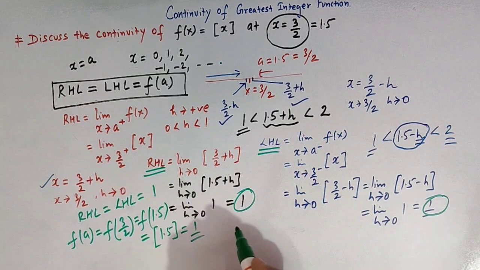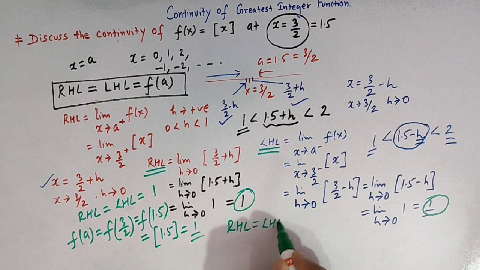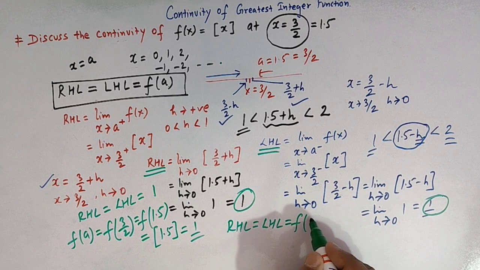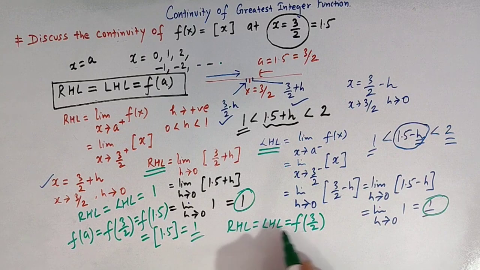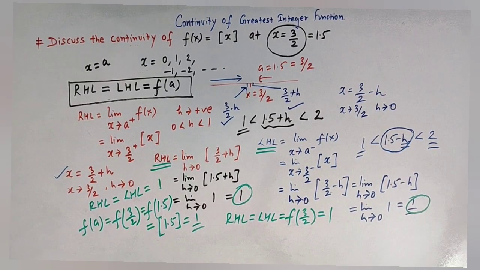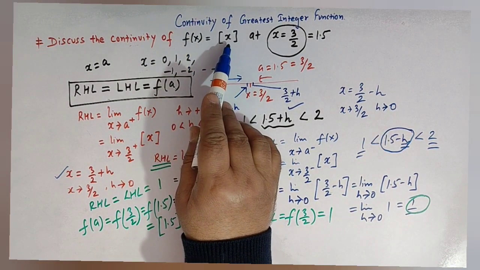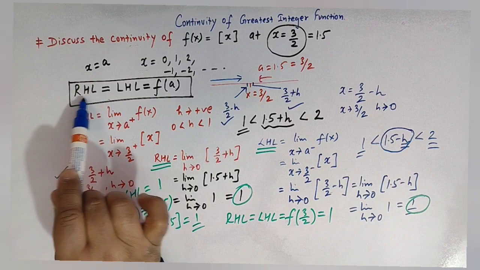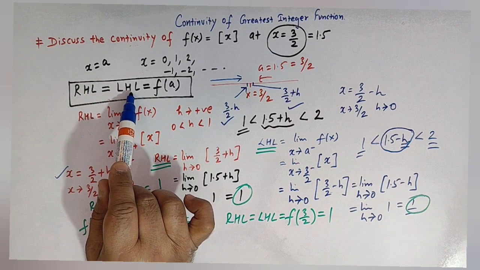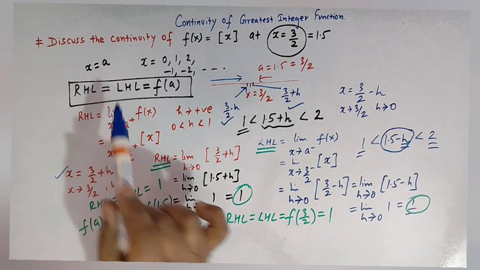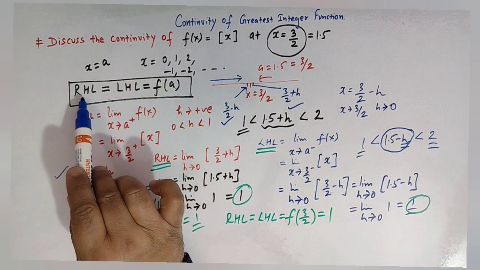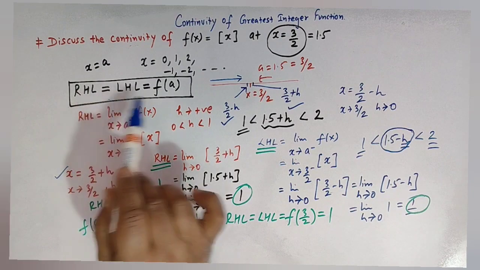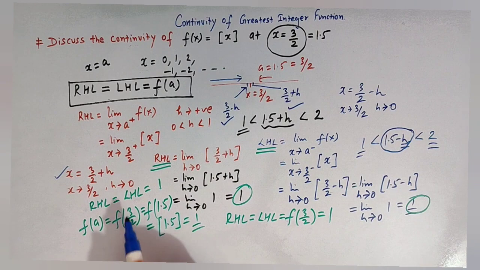So now we see that the right hand limit is equal to left hand limit is equal to f of 3 by 2, and all these three quantities are equal to 1, right? So now we see that this function, that is greatest integer of x, it satisfies this condition, that is right hand limit is equal to left hand limit. Both the limits exist and they are finite and equal to 1, right? And moreover, the right hand limit and the left hand limit both are equal to the value of the function at this point, that is 1.5, right?